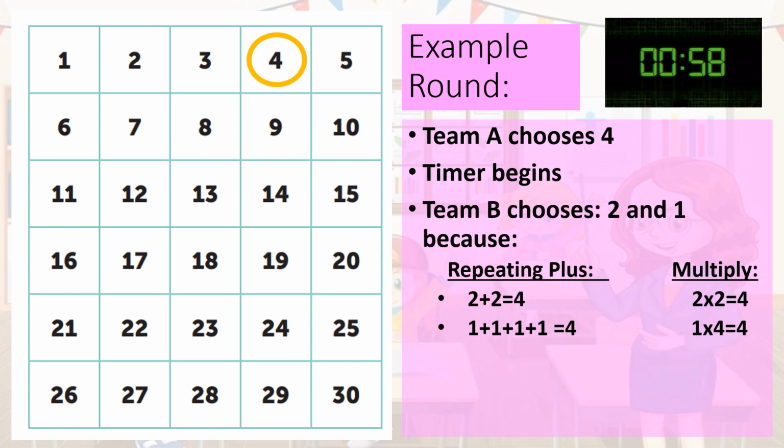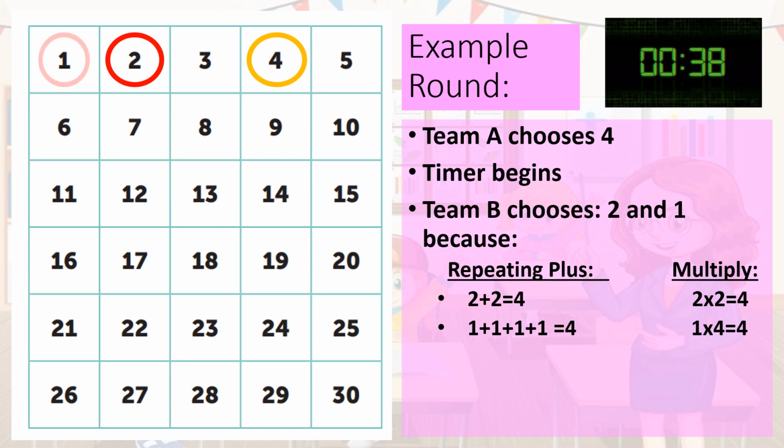Team B chooses 2, and they can put their red counter on number 2. They need to then write the repeated plus sum. 2 plus 2 equals 4. The multiplication sum for this will be 2 times 2 equals 4.